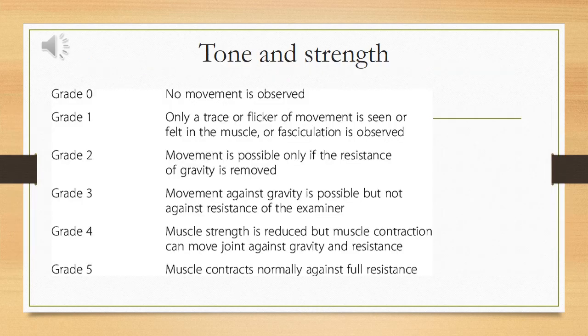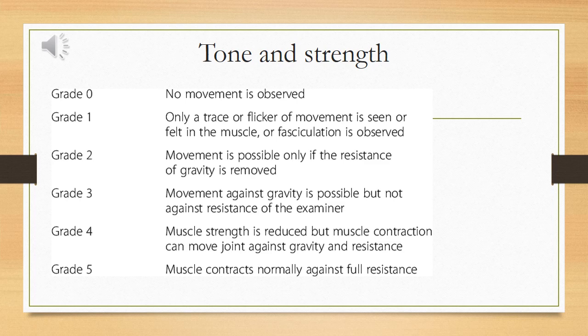Now, assessing the motor power of the muscle groups, it's graded from 0 to 5. Grade 0, there is no movement at all. Grade 1, only a trace of flickering or fasciculations is seen. Grade 2, the movement is possible only when the effect of gravity is eliminated.